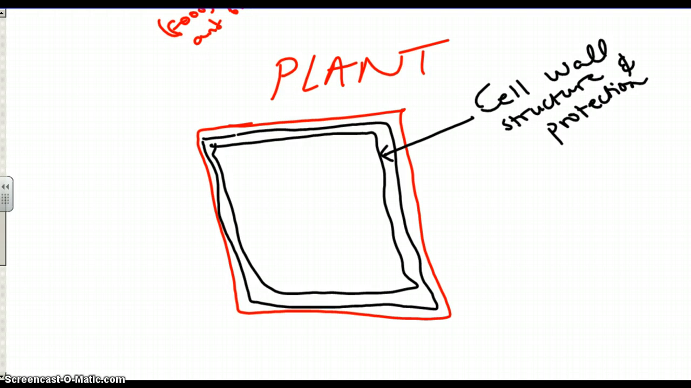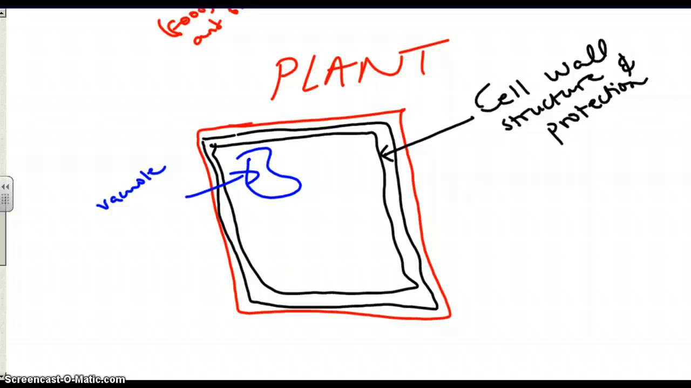Other parts within plant cells, and again, if you need a review on what the other organelles are, please check out the other videos, but other parts within a plant cell are a larger vacuole. So the vacuole is much larger. The vacuole is larger because plants need to store higher amounts of food and water because they do not have any way of moving and obtaining those resources.